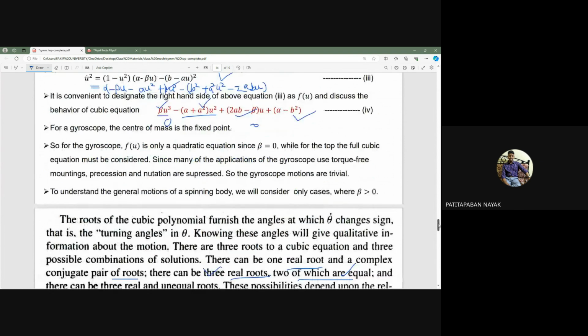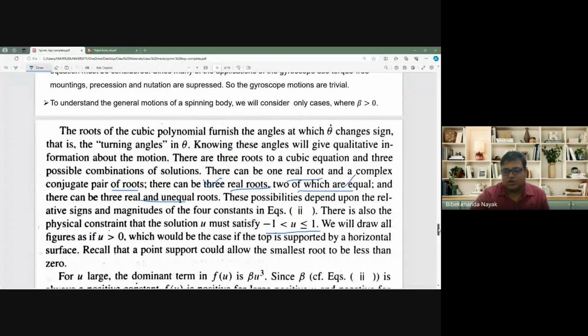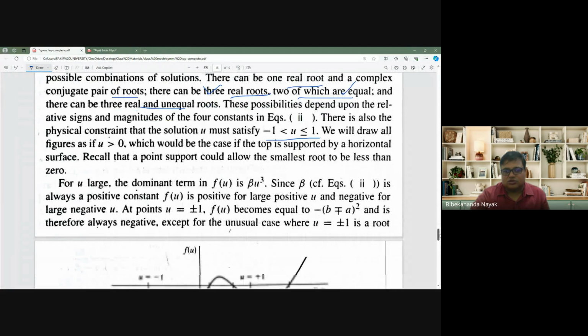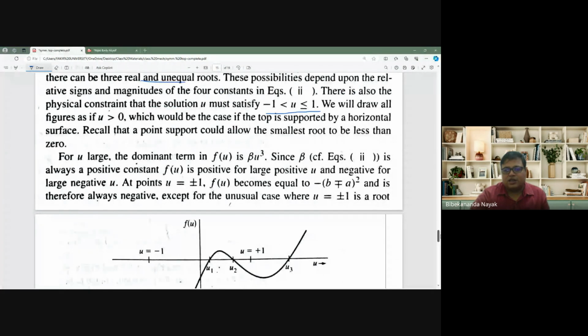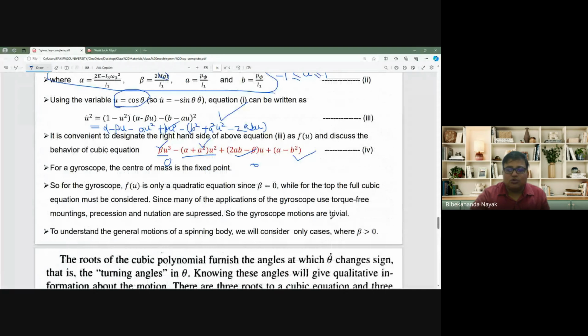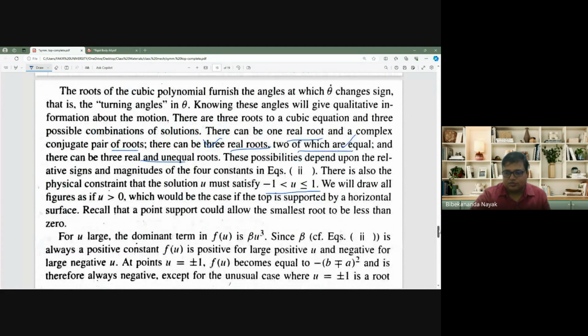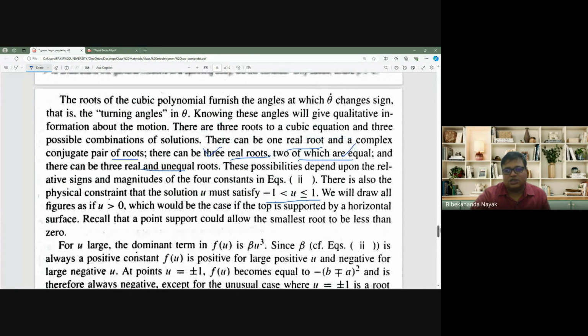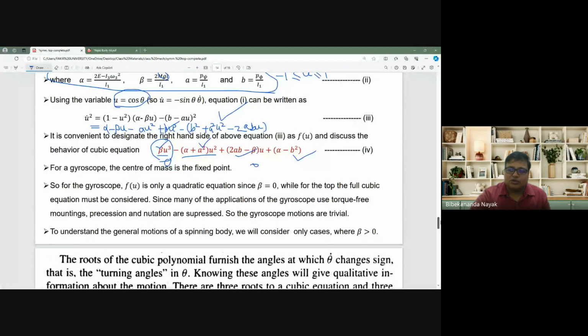We'll draw all the figures for u greater than 0, which would be the case if the top is supported by a horizontal surface. Recall the point support could allow the smallest root. For u large, the dominant term in f(u) is beta u cube. Beta is a positive term, so it is a large quantity. Since beta is always a positive constant, f(u) is positive for large positive u and negative for large negative u.